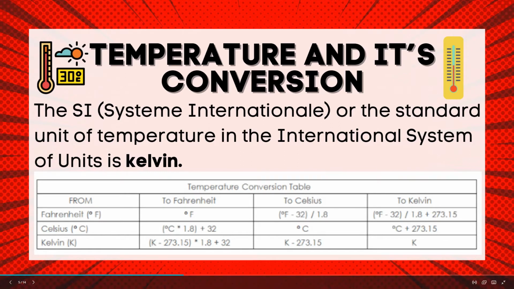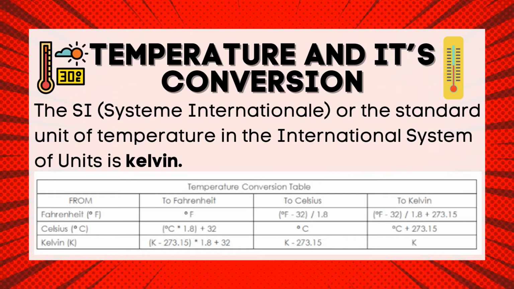So this is also showing you the temperature conversion table. This is from Fahrenheit, Celsius, and Kelvin. So from Fahrenheit, you will convert it to Celsius and then to Kelvin. This table is your guide on how you will convert the temperature from one unit system to another.